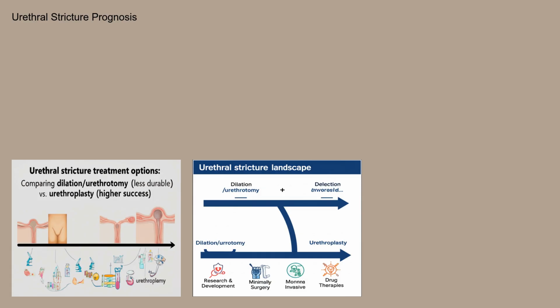Recent research focuses on improving surgical techniques, such as incorporating tissue engineering and regenerative medicine approaches to enhance healing and reduce recurrence rates. Researchers are also investigating novel drug therapies to prevent scar tissue formation after urethral injury. Furthermore, advancements in minimally invasive surgical techniques offer the potential for less pain and faster recovery times. Continued research promises to improve the lives of individuals affected by urethral stricture.